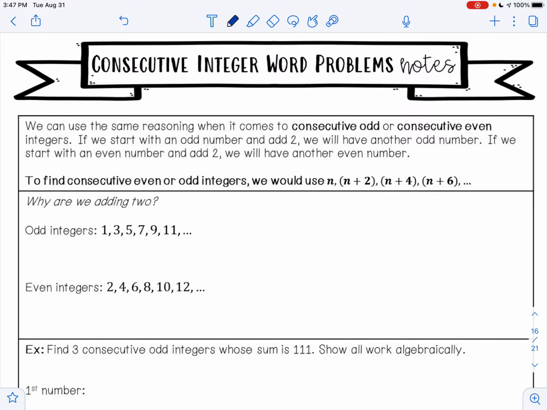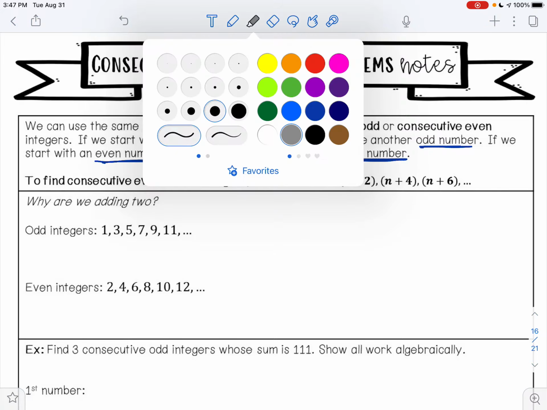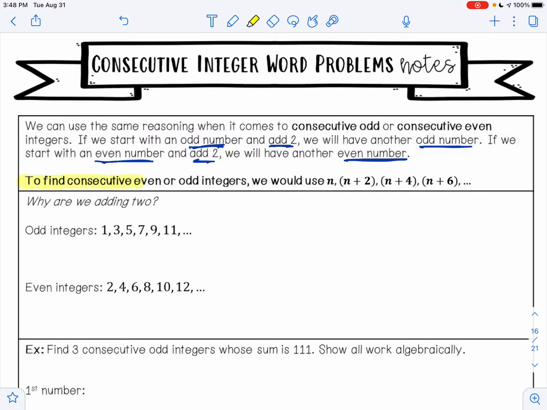We can use the same reasoning when it comes to consecutive odd and consecutive even integers. If we start with an odd number and add 2, we will have another odd number. And if we start with an even number and add 2, we'll have another even number. So, to find consecutive odd or consecutive even integers, we use n plus 2, n plus 4, and n plus 6. Now, I want to show you why we're adding 2.